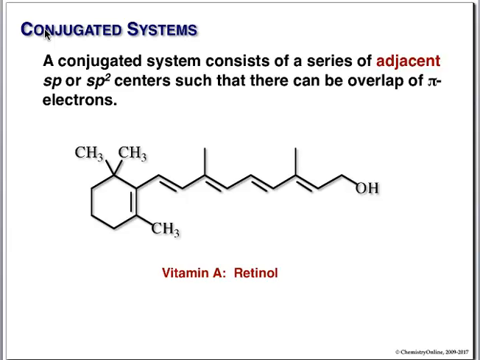It starts here. It's made up of alternating double bonds all the way down to here. These are all conjugated. When they're conjugated, you have these sp squared centers, have a bond in between, a sigma bond, another sp squared, sp squared, etc. This is a classic example of a conjugated system.